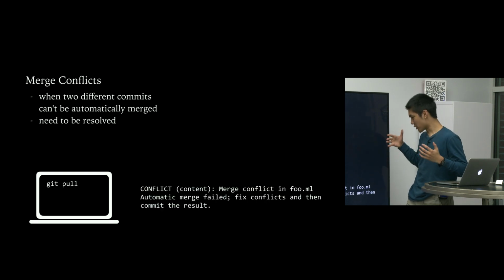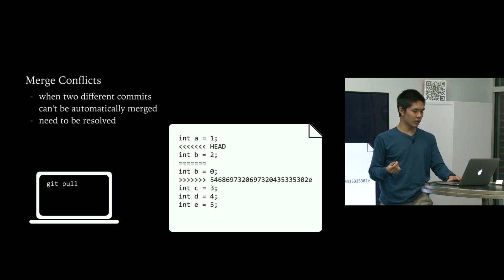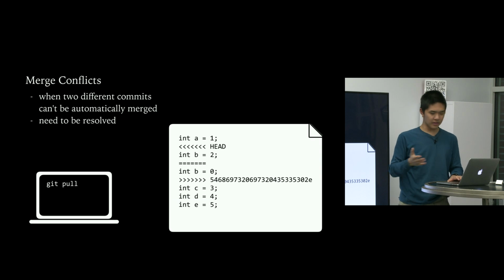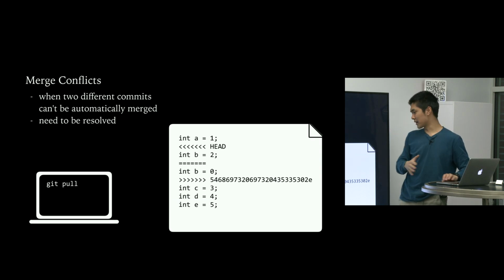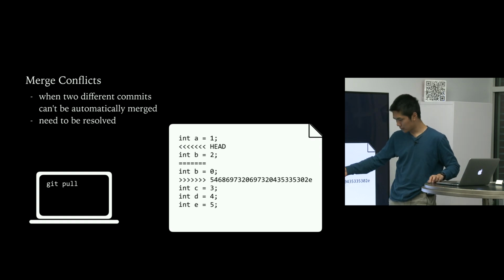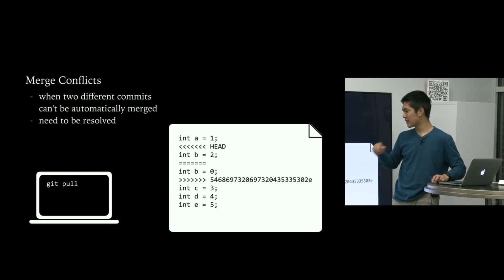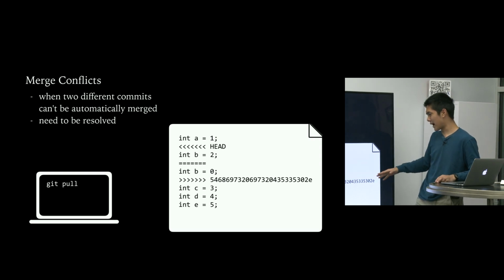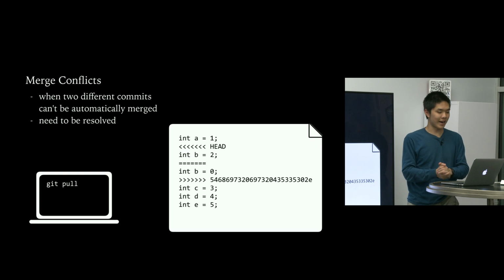Conflict, the merge conflict failed. You need to fix the conflicts and then commit the result. This might be what your file would look like after you get this merge conflict. You might have a whole bunch of lines of code, and then this weird series of less than signs followed by HEAD, a bunch of equal signs, and then a bunch of greater than signs followed by some weird sequence of numbers and letters. This is what a merge conflict might actually look like.